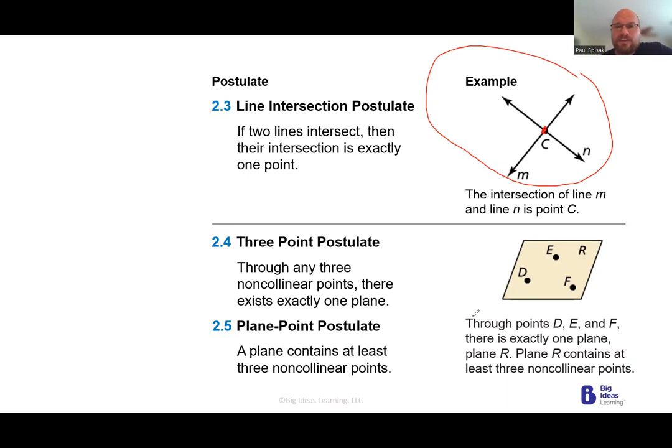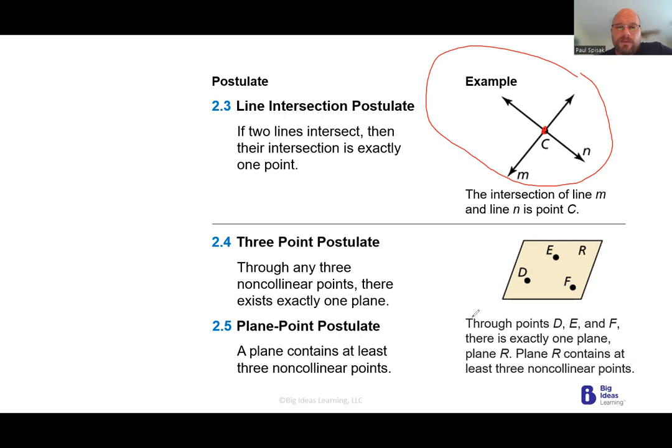You learn this property actually in algebra as well, when you talked about linear equations. When you have linear equations, they can only intersect at 1 point because, again, linear equations are lines. So if 2 lines intersect, then their intersection is exactly 1 point. Now, are lines always going to intersect? No. We'll talk about parallel lines later on. We'll talk about skew lines later on. So they're not always going to intersect. But if they do intersect, then their intersection is exactly 1 point.